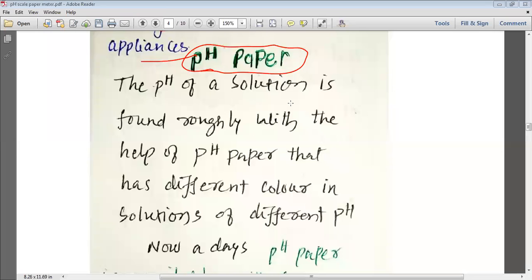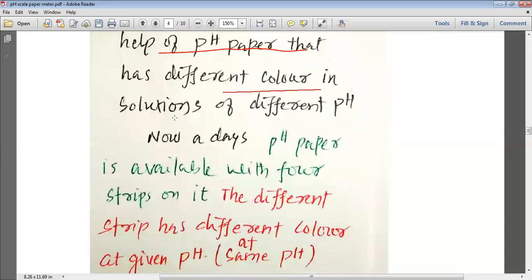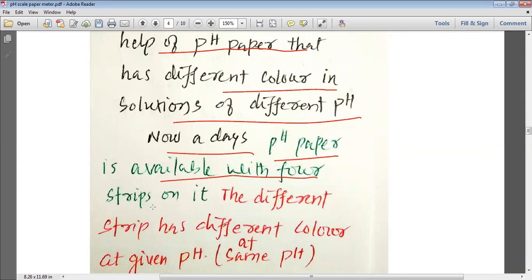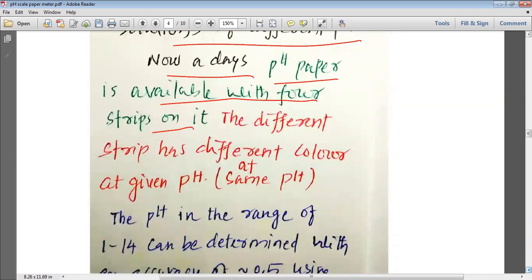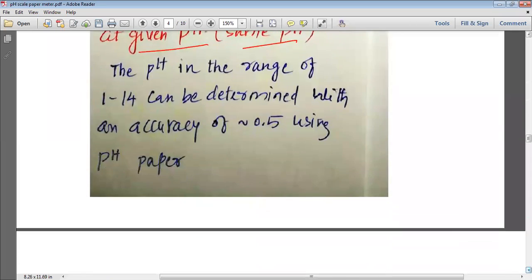So the pH of a solution is found roughly with the help of the pH paper that has different color in solutions of different pH. Nowadays, pH paper is available with 4 strips. The different strips have a different color at the same pH. The pH in a range of 1 to 14 can be determined with the accuracy of 0.05 using pH paper.